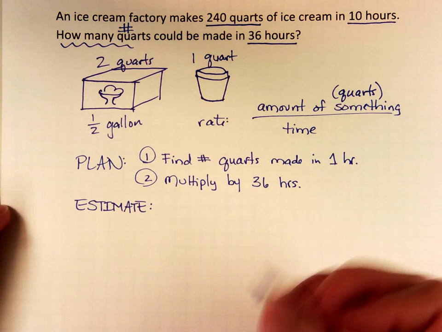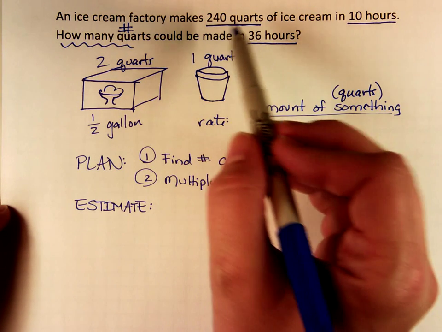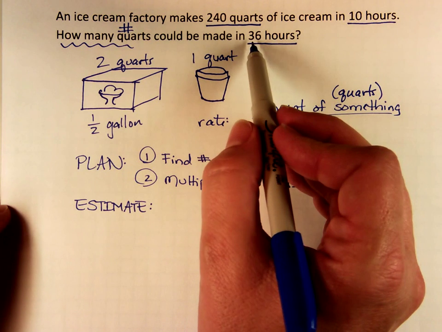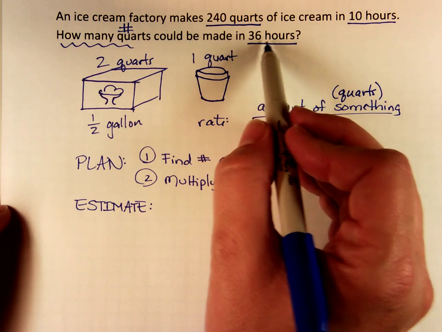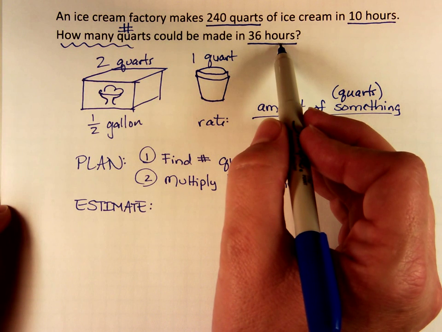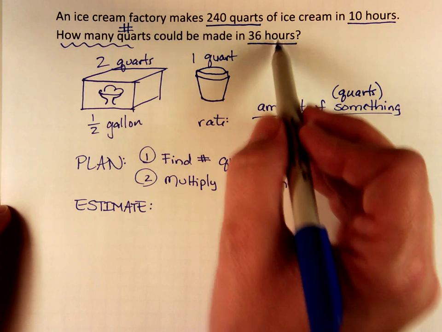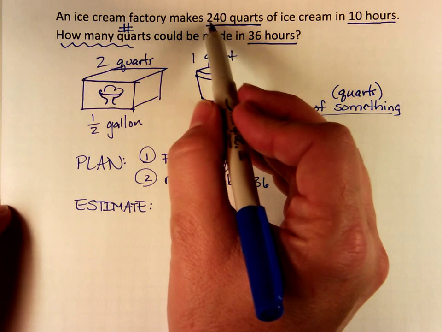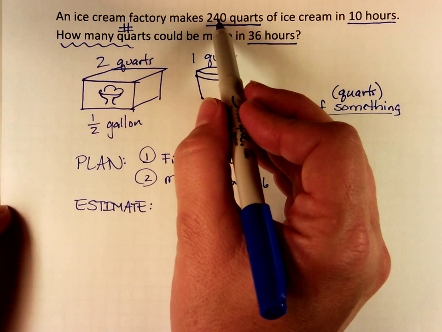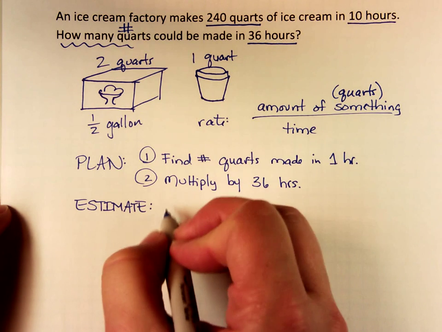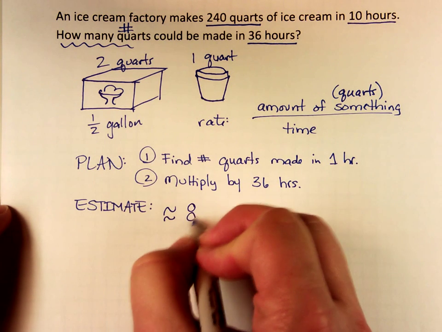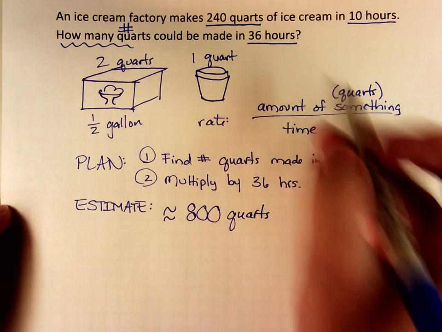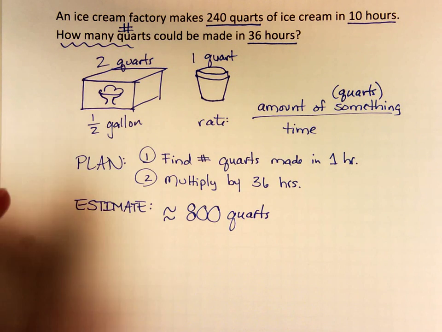We'll have to think about this for a second. The factory makes 240 quarts of ice cream in 10 hours. 36 hours is about 4 times 10 hours. So I am guessing that the factory can make 4 times as much ice cream. Let's round this number down to 200. What's 200 times 4? 800. My estimate is that it's going to be about 800 quarts that can be made in 36 hours. Well, let's see if we're right.